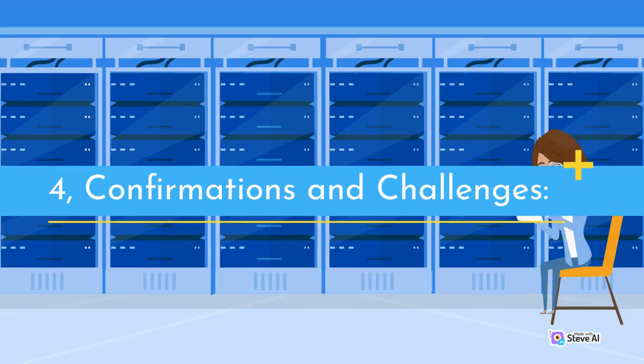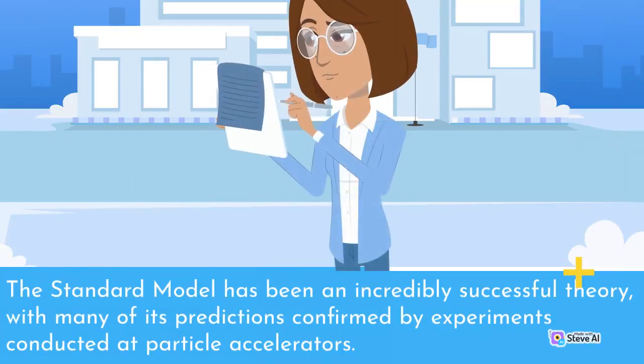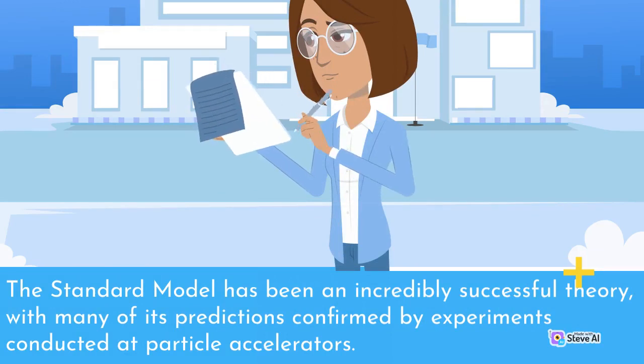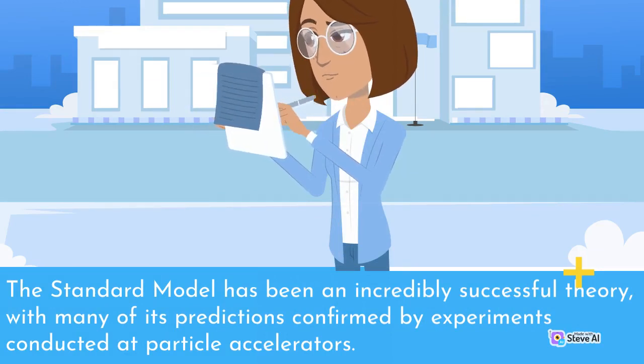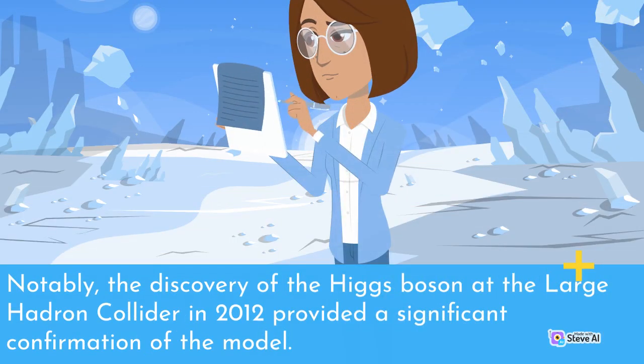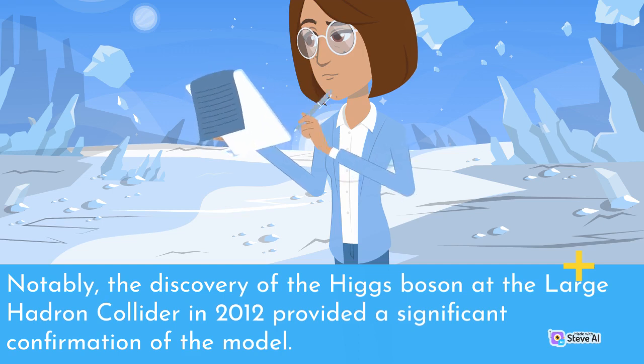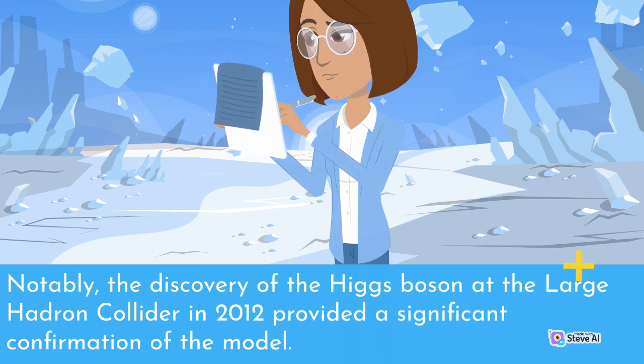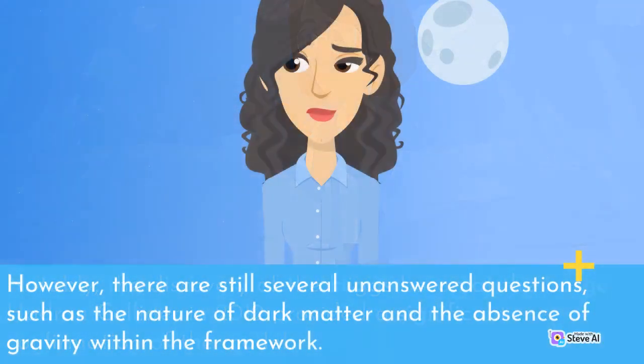4. Confirmations and challenges. The Standard Model has been an incredibly successful theory, with many of its predictions confirmed by experiments conducted at particle accelerators. Notably, the discovery of the Higgs boson at the Large Hadron Collider in 2012 provided a significant confirmation of the model. However, there are still several unanswered questions, such as the nature of dark matter and the absence of gravity within the framework.